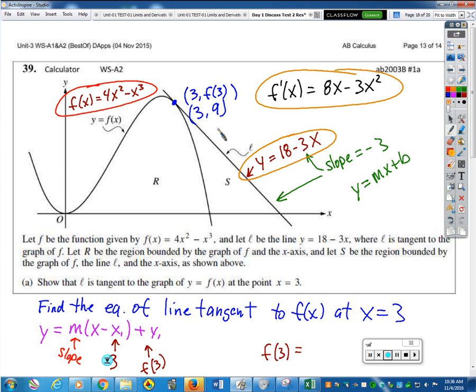But hey, look at me. Do not memorize steps again. If you memorize steps, you're in trouble. Memorize ideas. Okay? You got 9. 36 minus 27.